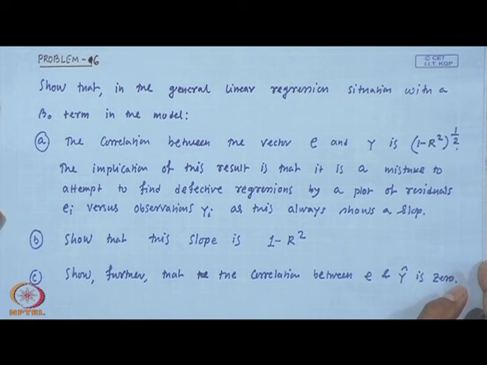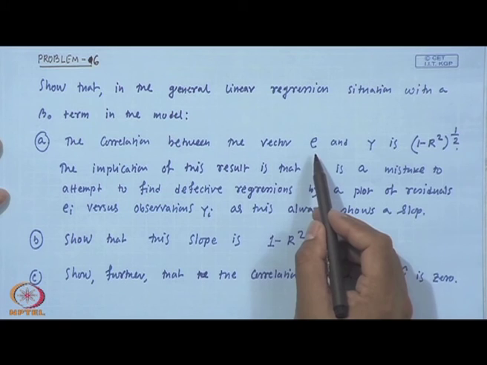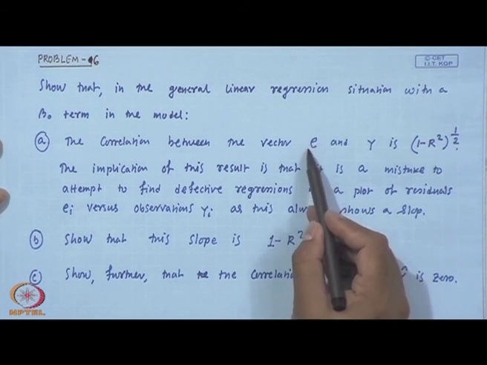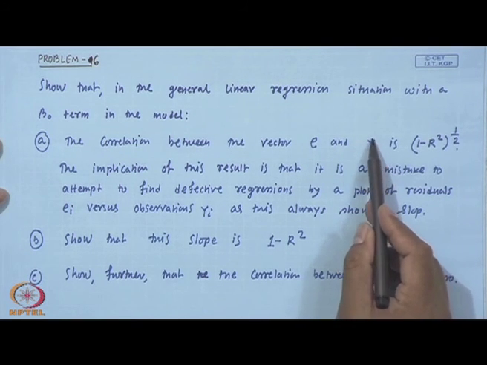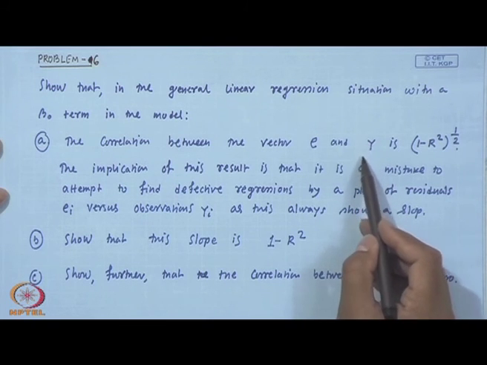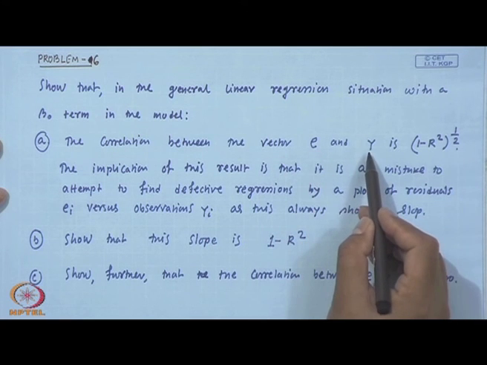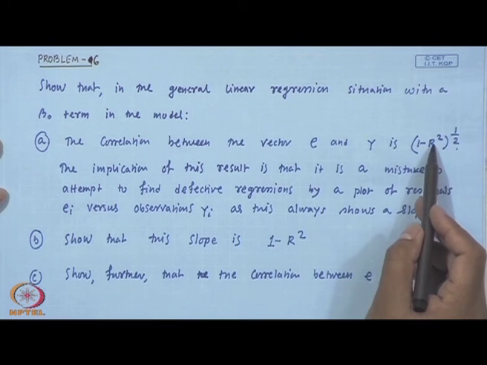So, the first part says that you find the correlation between the vector E. So, this E is the residual vector and y is the observed response, okay? And we have to find the correlation between E and y, and we have to prove that it is square root of 1 minus r square, where r square is the coefficient of multiple determination.